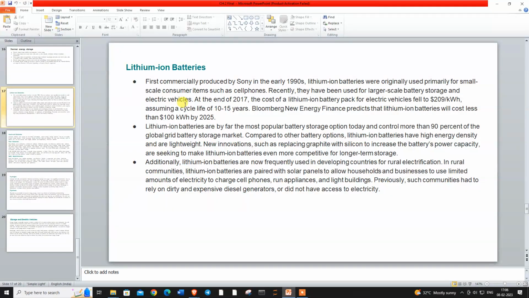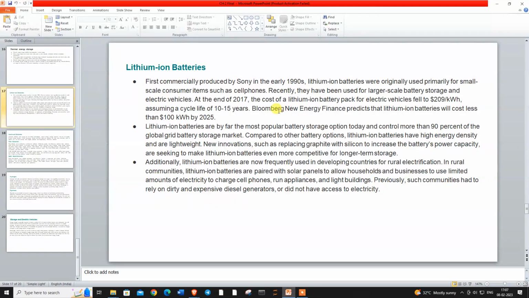Moreover, next is the most important, that is lithium ion batteries, which we can easily rely on for energy storage. The first battery of this kind was produced by the company Sony in the early 1990s. Lithium ion batteries were originally used primarily for items such as cell phones and walkmans. Lithium ion batteries are not nickel cadmium batteries, which can be used in AAA and AA cells. So this is very different.